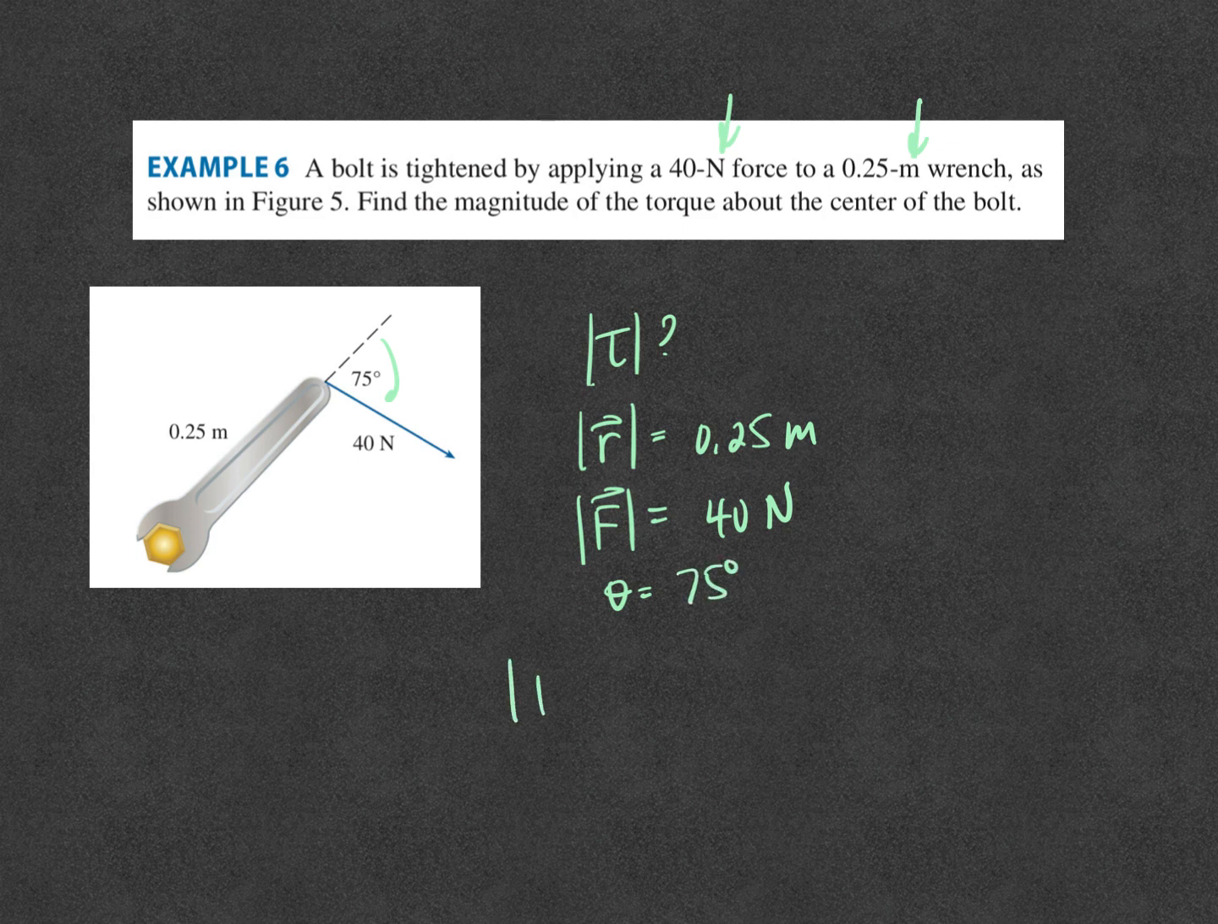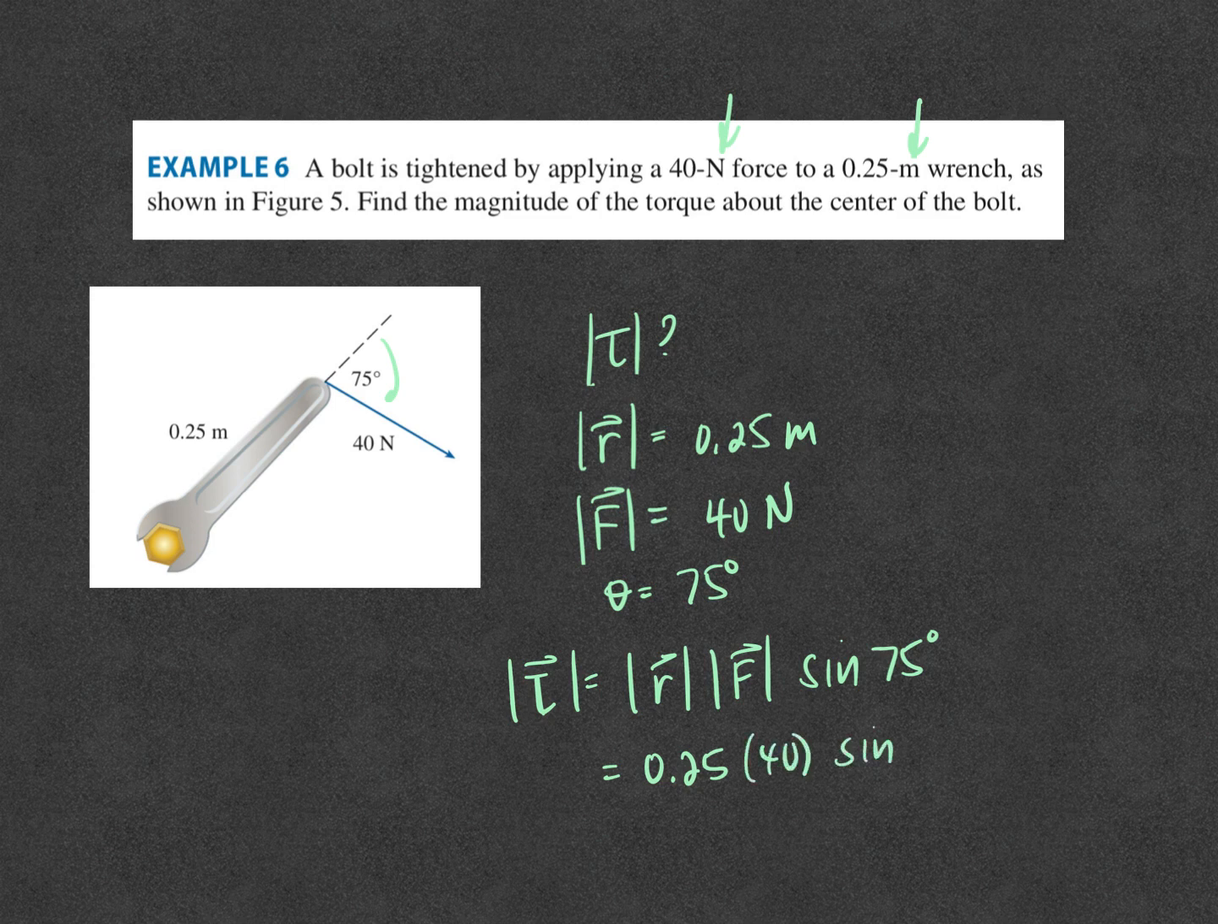So we know that the length of tau, or the magnitude of our torque, is the length of R times the length of F times sine of theta. So this is a nice plug and chug problem. So we're going to say the length of R is 0.25. Our force is 40, and then we have sine of 75 degrees. And we're going to plug that in our handy dandy calculator, and we get 9.66 Newton meters.